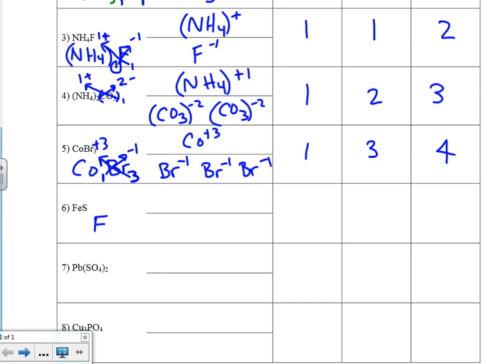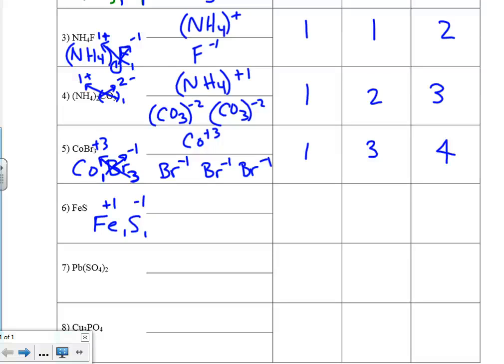I'm going to rewrite this again so I can write a little more clearly. There's understood 1s here. Uncrisscrossing, this appears to be a +1 and a -1. Now, iron is one of those ions that can either be a +2 or a +3, so this +1 ion for iron doesn't exist.